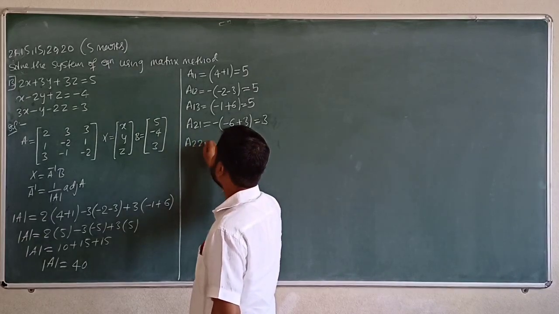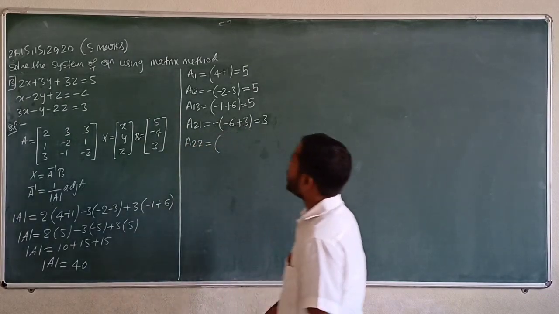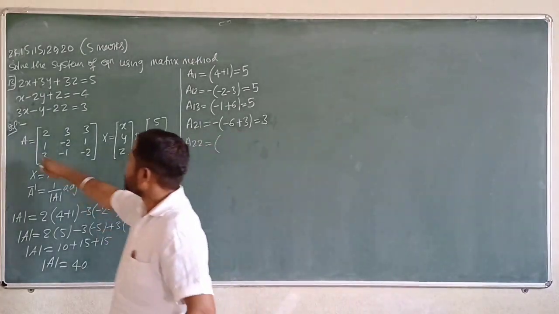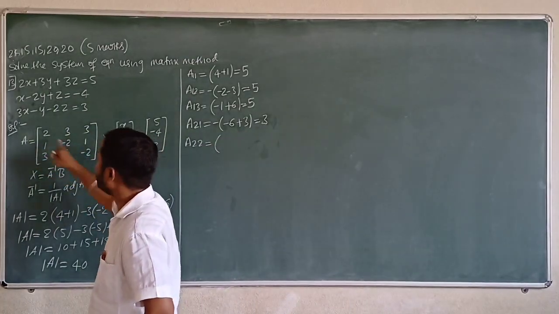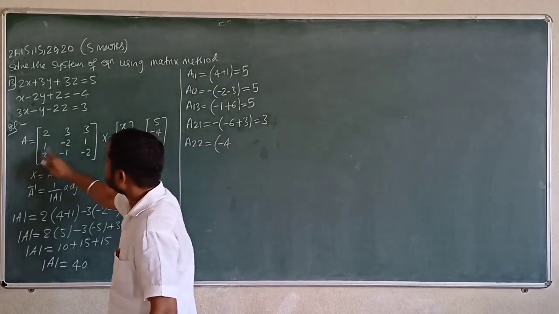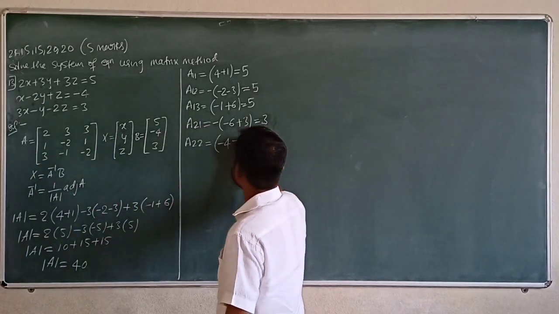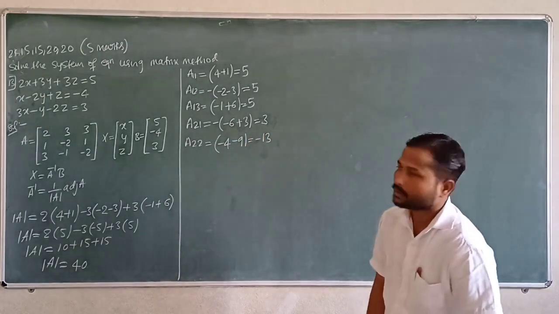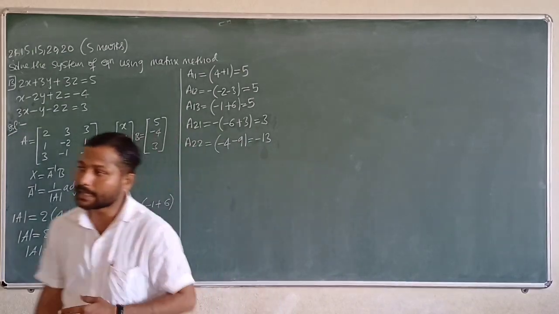Next one, A22. A22 is positive. Delete which row, which column? Second row, second column. Then 2 into minus 2 is minus 4. 3 3s are 9, that is minus 9. Minus 4 minus 9 is minus 13. A22 is over. Go for A23.